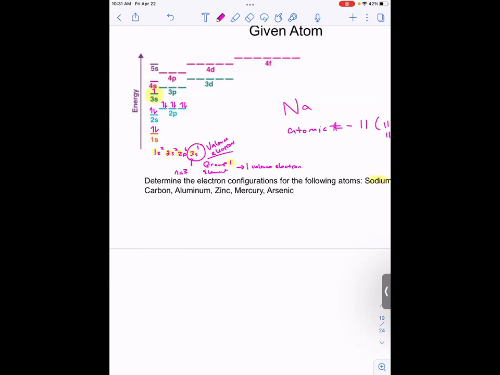Every atom, when it's reacting or bonding with other atoms, making compounds or molecules, is trying to emulate the closest group 8 element, the closest noble gas, because it wants to have 8 valence electrons. We're going to talk about that later when we talk about Lewis structures and the octet rule. But everything wants to have 8 valence electrons.